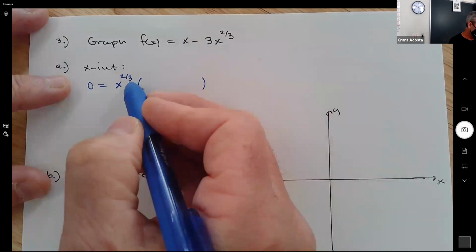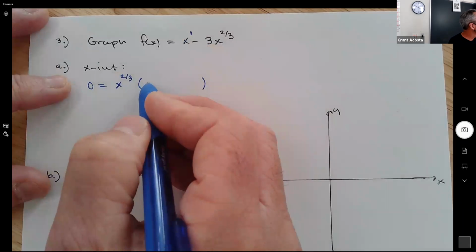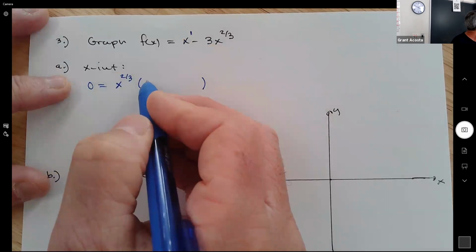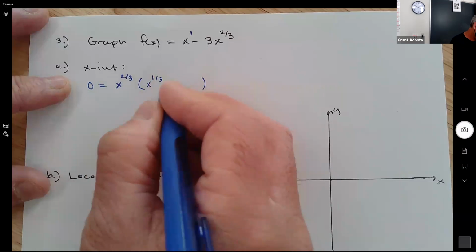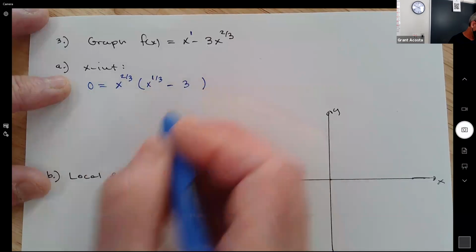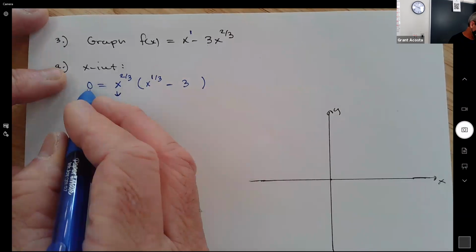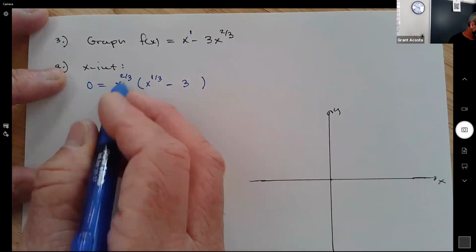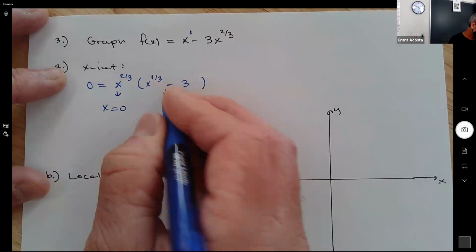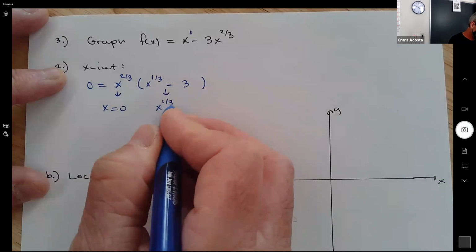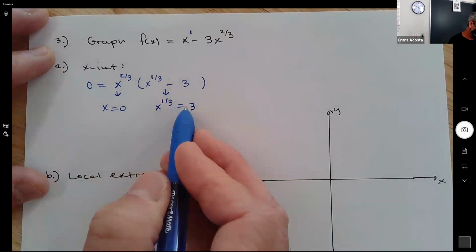If I take out x to the 2/3 from x to the first, that's just 1, what power will be left? 1/3. I'm going to have x to the 1/3 minus 3. So if 0 equals x to the 2/3, certainly if x is 0, that's going to be one place. But the other one's going to come when I set this equal to 0. If I set that equal to 0, that's x to the 1/3 equals 3.